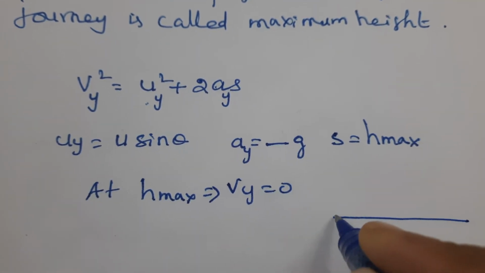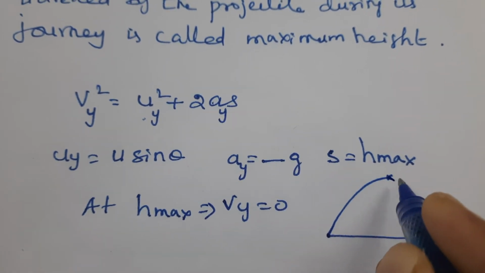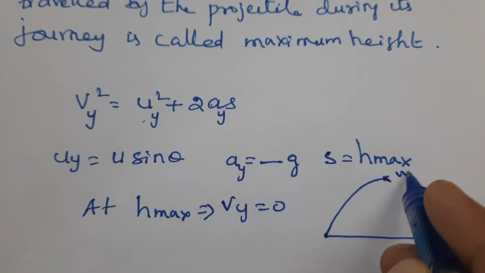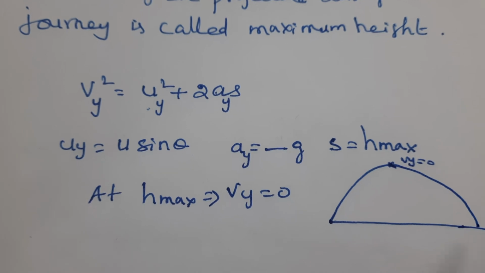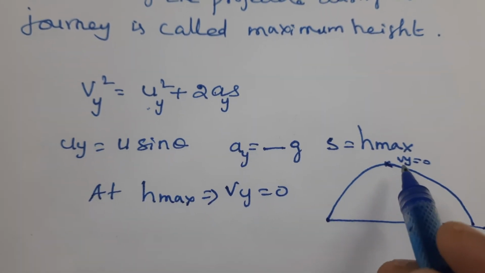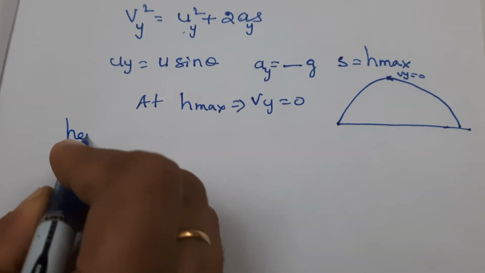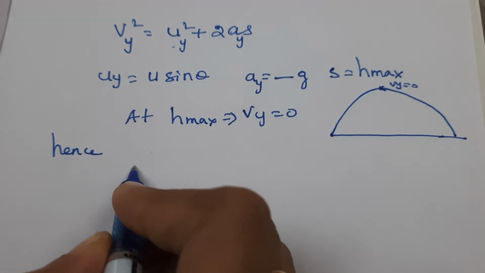Why is vy equal to 0? The projectile thrown with initial velocity reaches the maximum height. So at this height, the vy value is equal to 0. Afterwards, it undergoes the force of gravity, it reaches the ground. Okay, so vy equal to 0. Hence, this equation can be written with vy equal to 0.